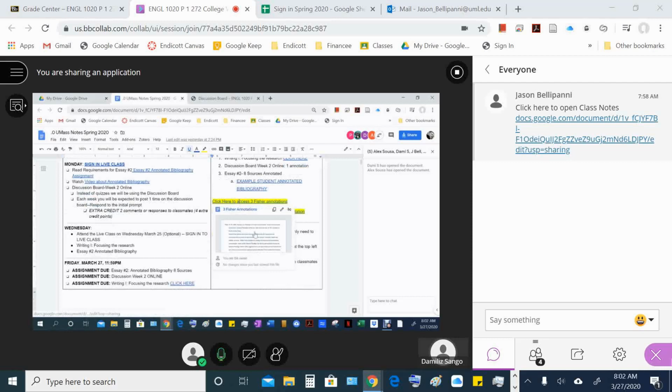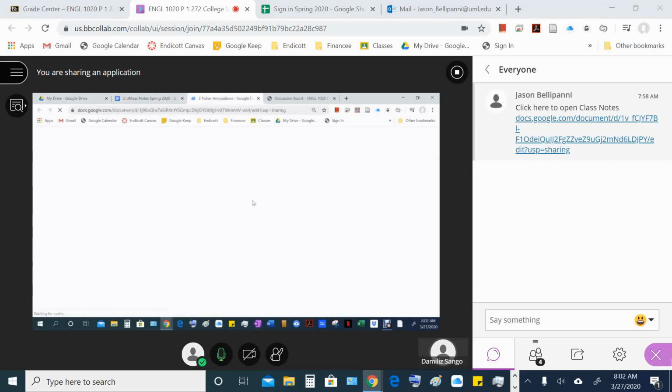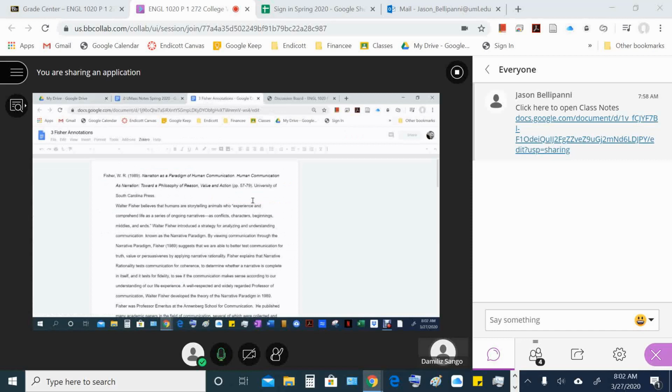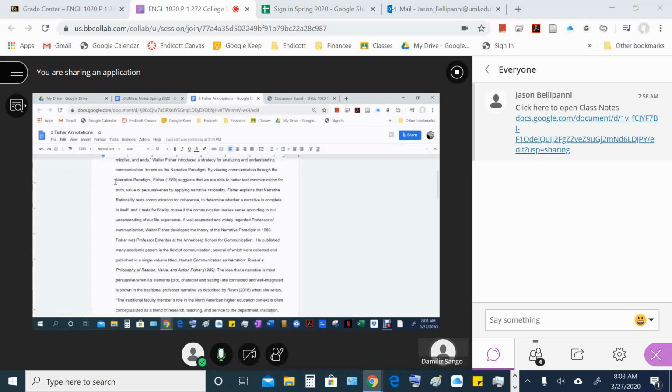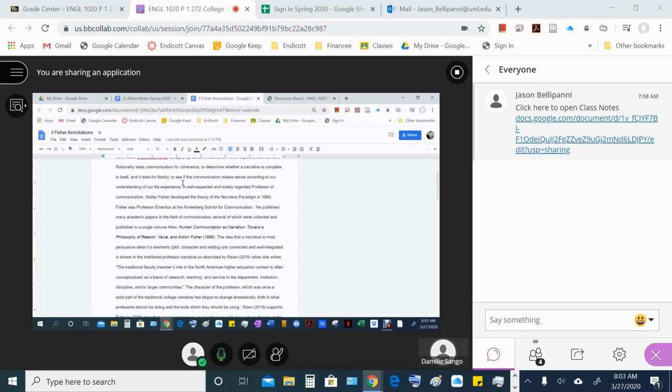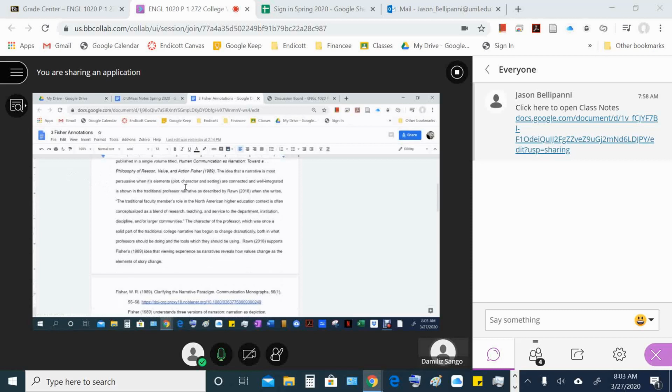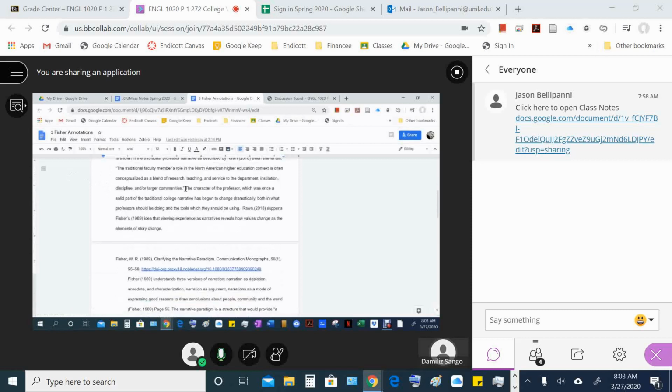Fisher paradigm things. And so essentially, right, they're all there and they should be correctly formatted. And I did a summary. I did a comment on who he is.